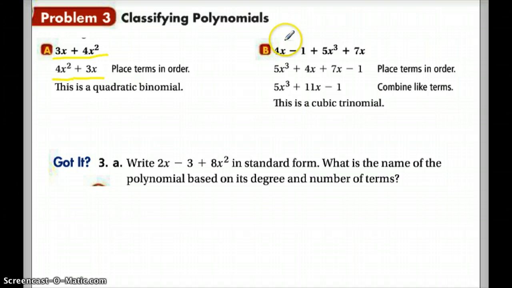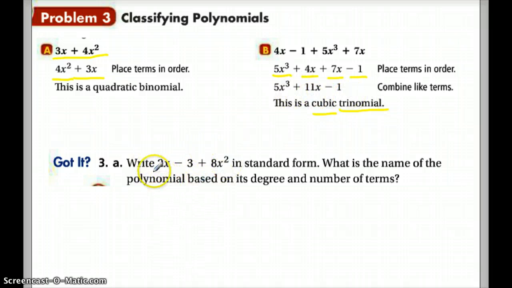Okay, here we have this long polynomial that has four terms, and we need to put it in standard form, so we need to write the 5x to the third plus 4x plus 7x minus 1, and it looks like we can combine the 4x plus 7x, so it's going to be 5x to the third plus 11x minus 1. Since the highest degree is 3, it has a degree of 3, and it is a cubic trinomial. It's called a trinomial because it has three terms.